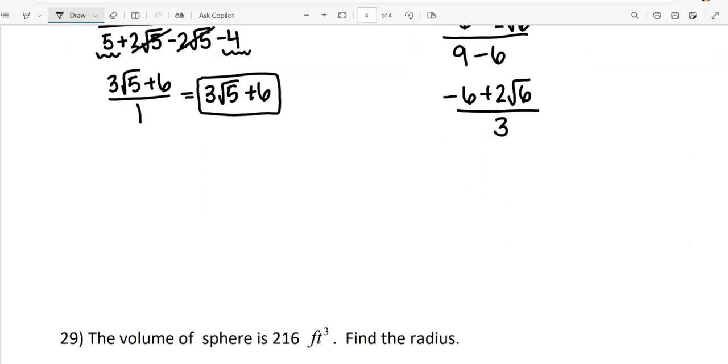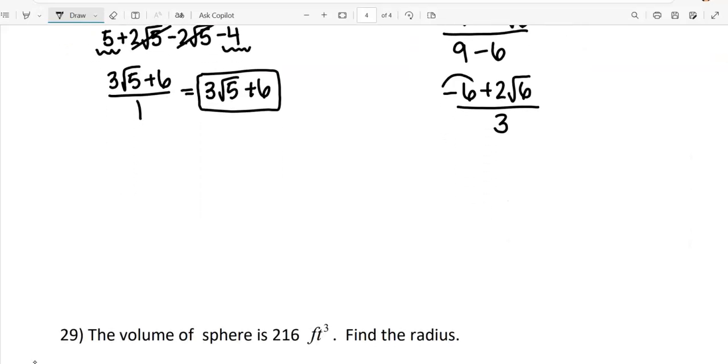You can only divide this fraction by 3 if all 3 of your numbers divide: negative 6, 2, and 3. 2 doesn't divide by 3, so we can't divide here. So this is where it stays.